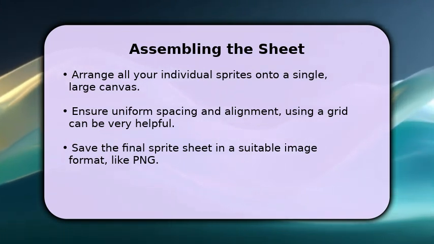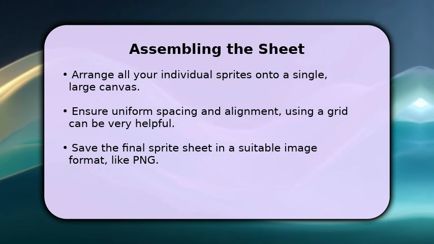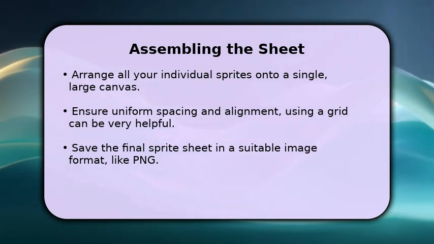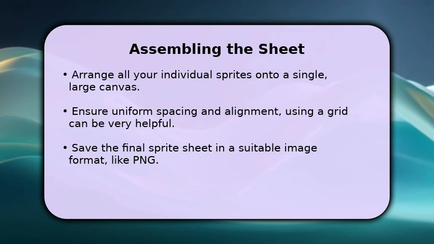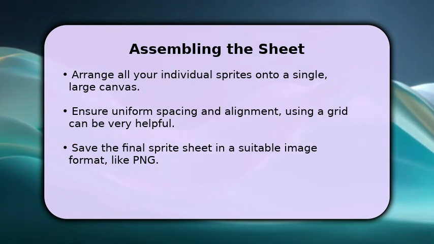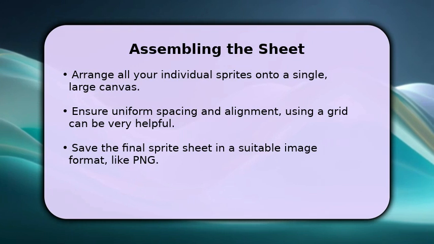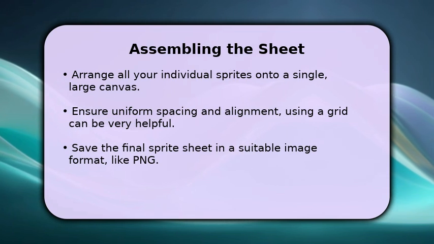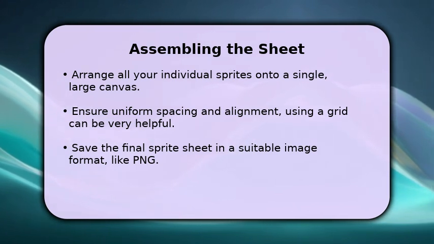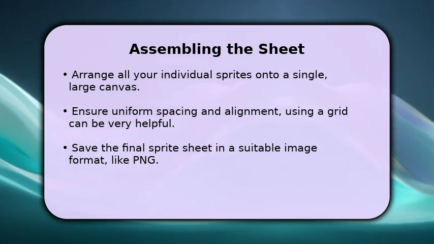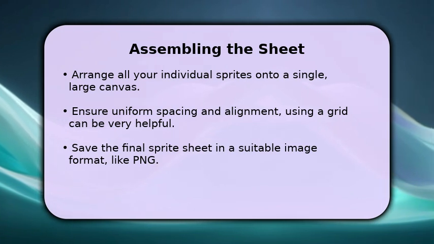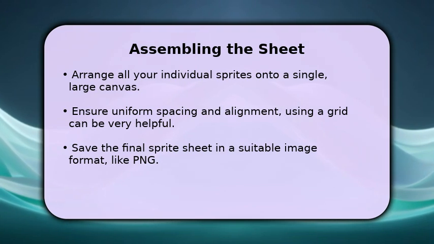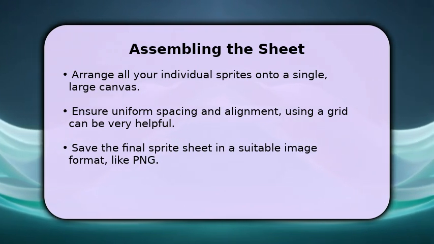The final step is to assemble all your carefully crafted sprites into one complete sheet. Open a new, large canvas in your chosen image editor. Systematically place each individual sprite onto this canvas, making sure to maintain the consistent spacing you planned earlier. Using a grid overlay can be incredibly helpful for precise alignment and organization. Once all sprites are perfectly arranged, save your final sprite sheet. A PNG file is usually the best choice, as it supports transparency and maintains image quality, ready for use in your project.